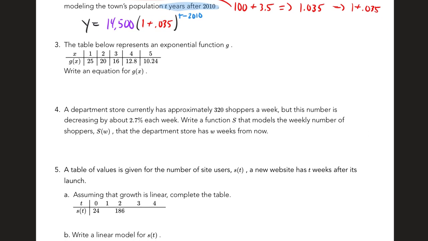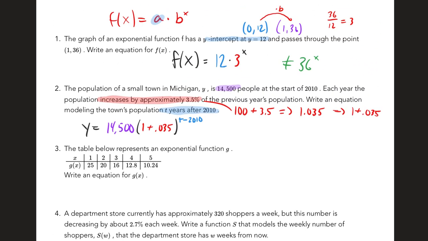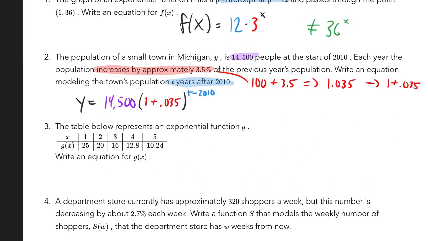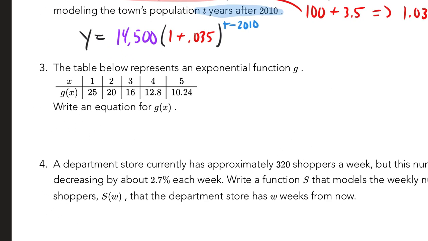Not too shabby. Let's see. The table below represents an exponential function g. Write an equation for g of x. So like we just talked about earlier, we need the starting value and we need the growth rate. What I can tell from a table is that growth rate's pretty easy to find. So basically the idea, like, what am I multiplying 25 by to get to 20? All right, what am I multiplying 20 by to get to 16?